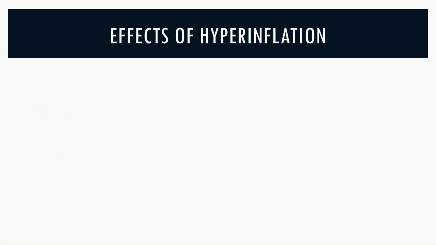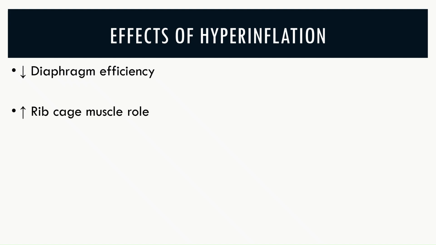Effect of hyperinflation. As diaphragm efficiency decreases, the ribcage and accessory muscles take over. This leads to a more ribcage predominant breathing pattern, which is less efficient.